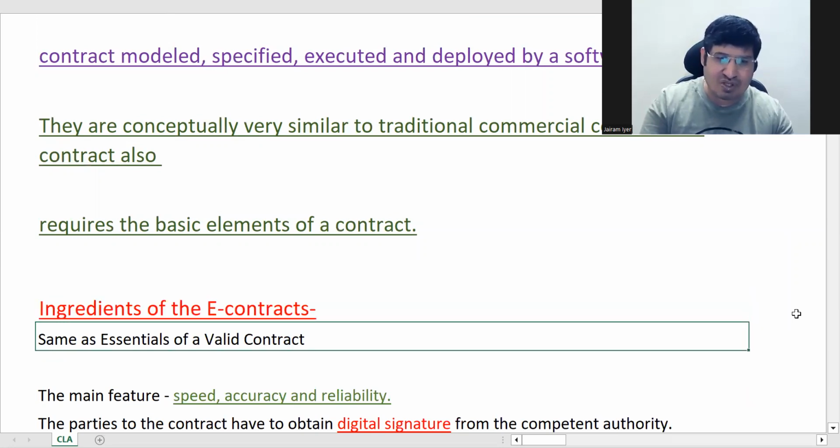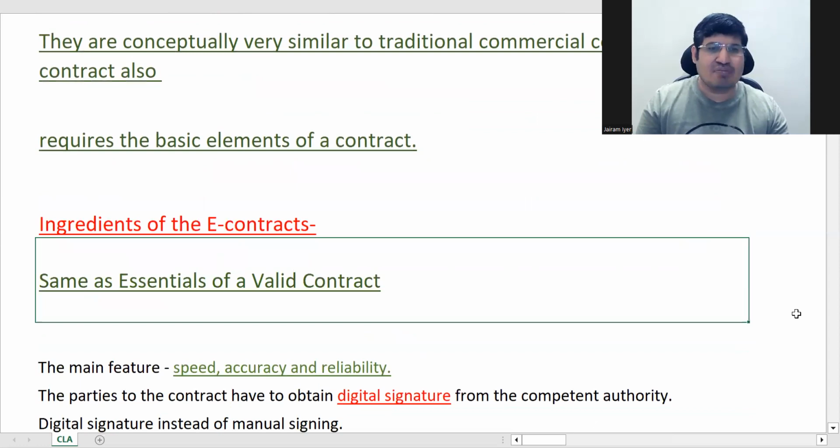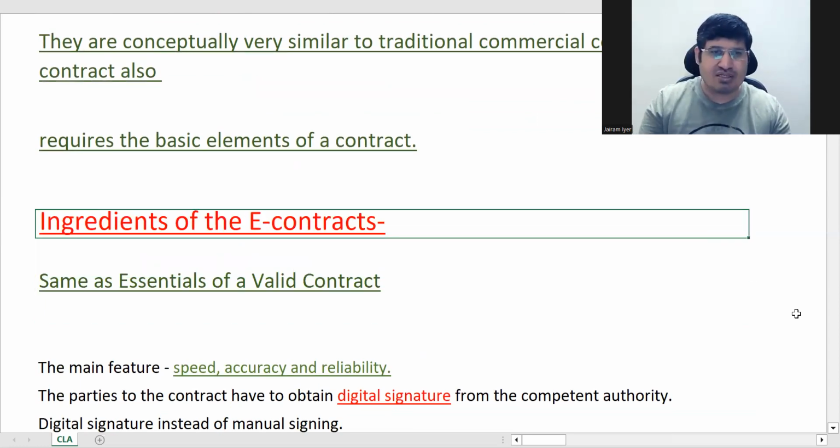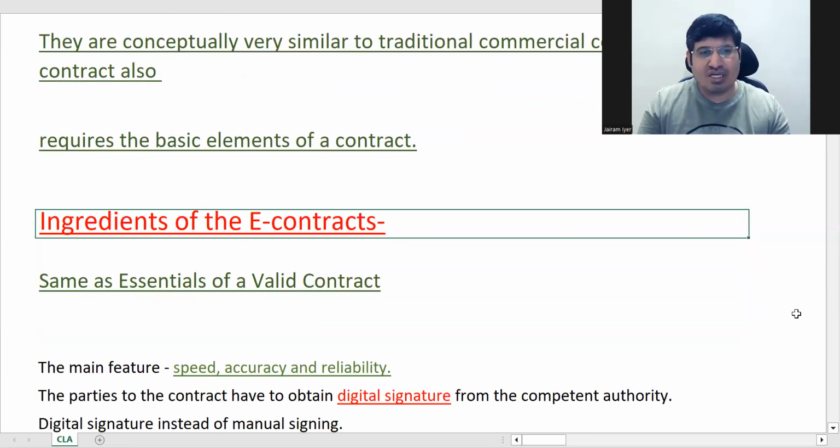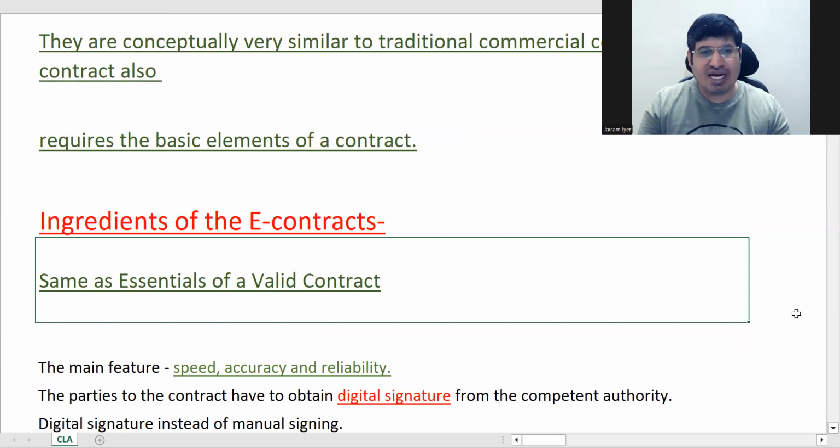The same as the essentials of a valid contract. These are the ingredients of e-contracts. So if a question on the ingredients of e-contracts comes, you will write the essentials of a valid contract. I have not written this again here, because it is the same thing and you would have to repeat it anyway. Then you will get confused about what is there and what is here.